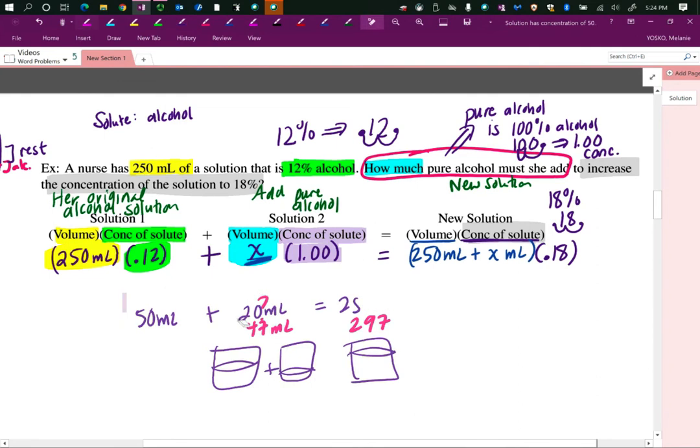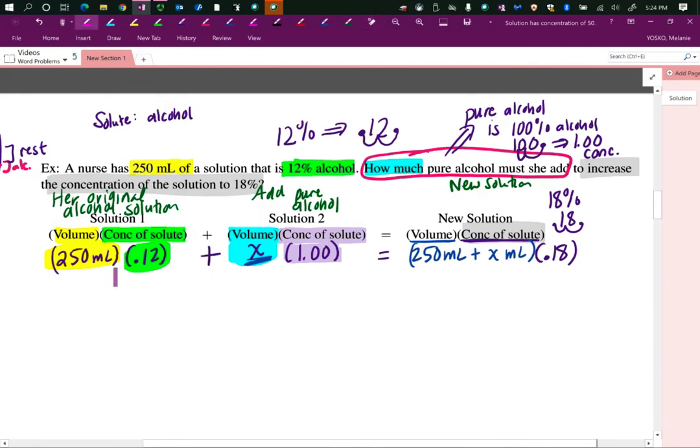I'm going to erase this. I'm going to drop the units, but you see this is milliliters. The volume here, I didn't write it, but X milliliters. So milliliters plus milliliters, that's going to be a new volume of the solute. So this will be milliliters of the alcohol. And over here we have milliliters. So the units are appropriate. I'm going to drop the units just so we can solve this.